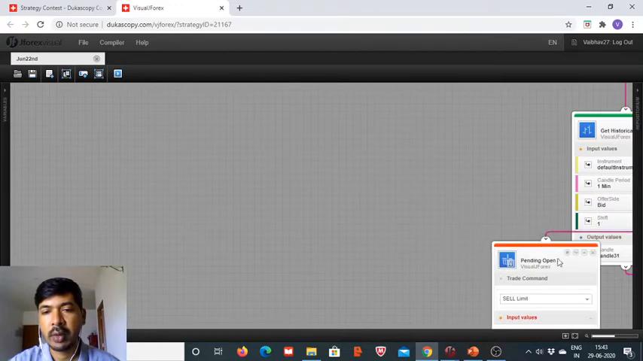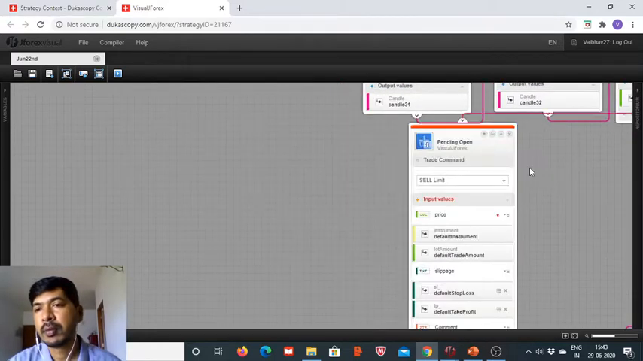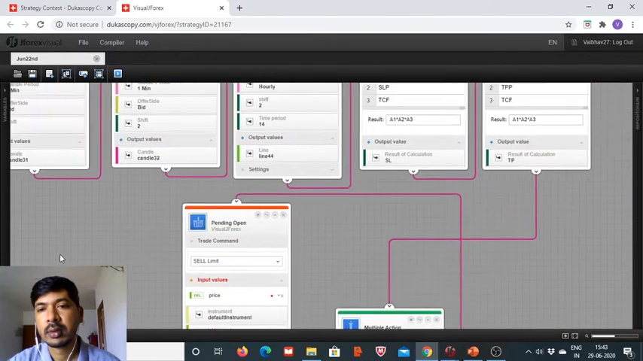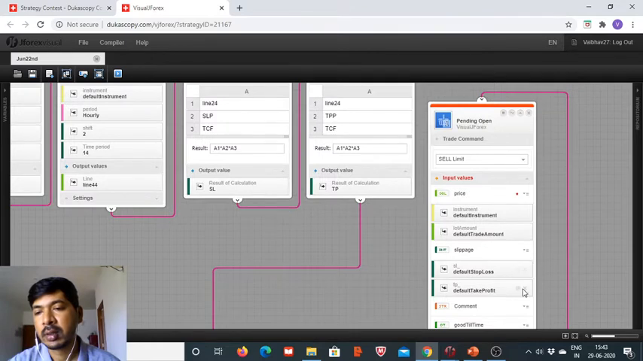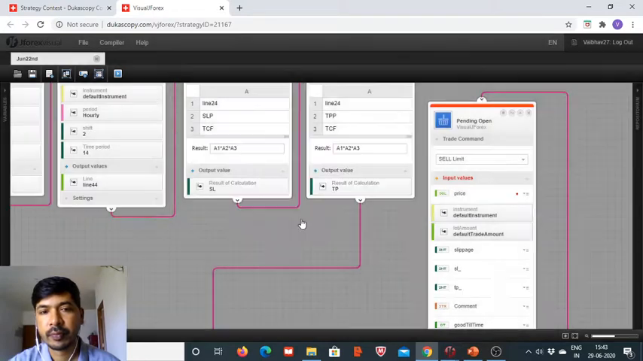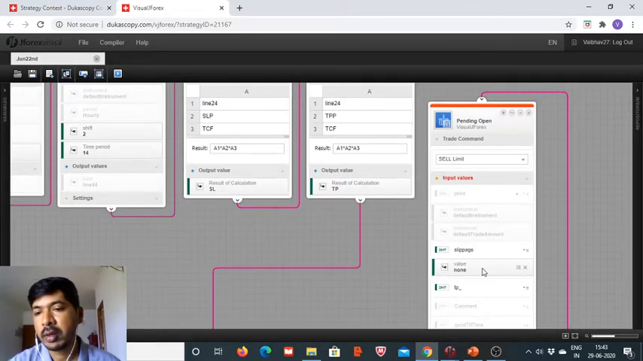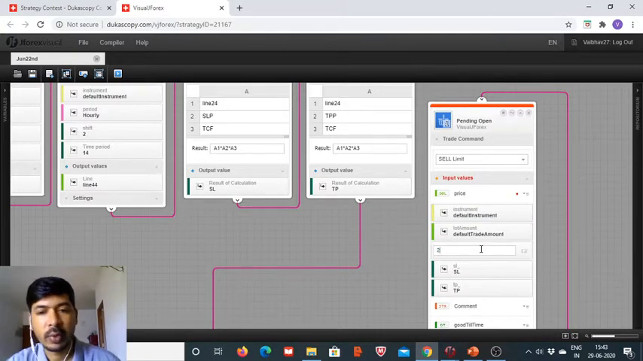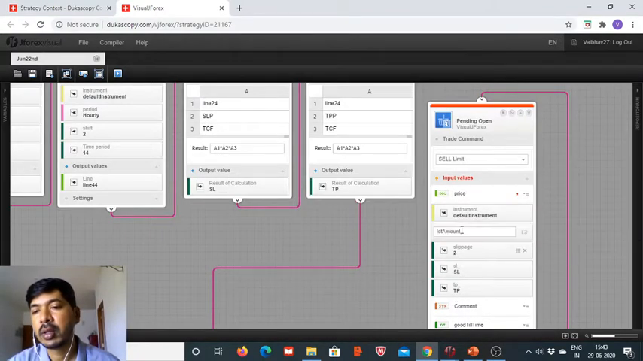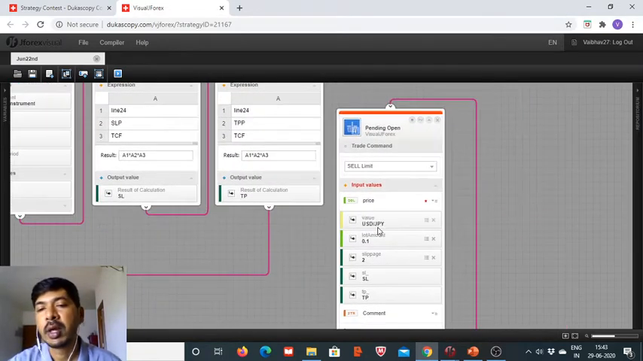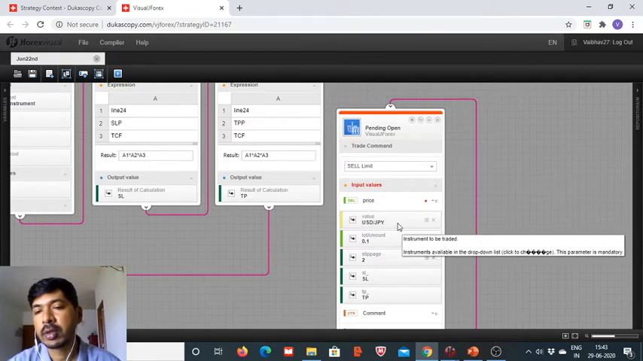Now is the time to put in the variables. So here stop loss and the target price have been defined. So we make changes. Stop loss will come in. Here comes the target price. Slippage is going to be 2 pips. Trade amount, we will write it manually, 0.1 million. It's good enough for testing. You can make changes as per the account equity. Default instrument is USD JPY.